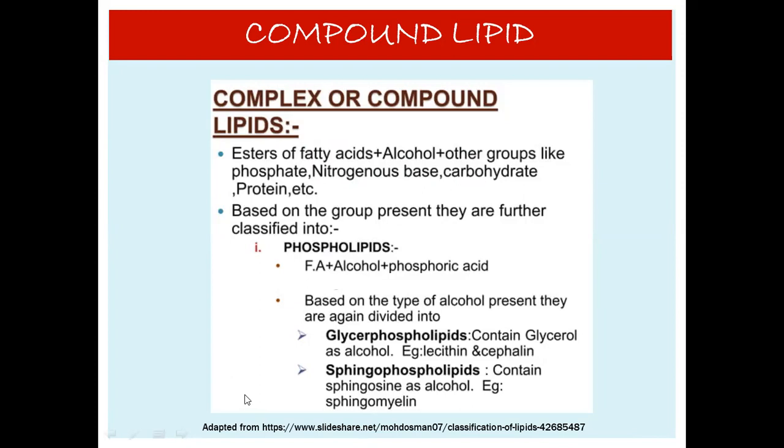Next, again, a summary slide of compound or complex lipids. These are the esters of fatty acids, alcohol, and other groups like phosphate, carbohydrate, protein, etc. Based on the group present, they can be further classified. First of all, we'll talk about phospholipids. Here you can see fatty acids, alcohol, and phosphoric acid. Based on the type of alcohol present, they can again be divided into glycerophospholipids and sphingophospholipids. Glycerophospholipids contain glycerol as alcohol, such as lecithin, cephalin. Next, sphingophospholipids contain sphingosine as alcohol.